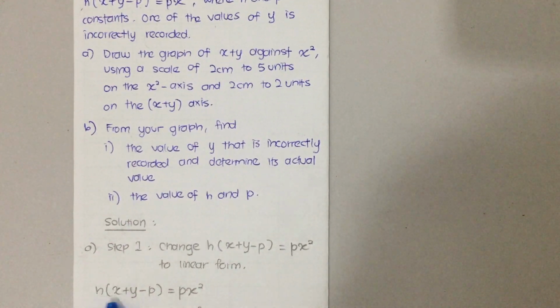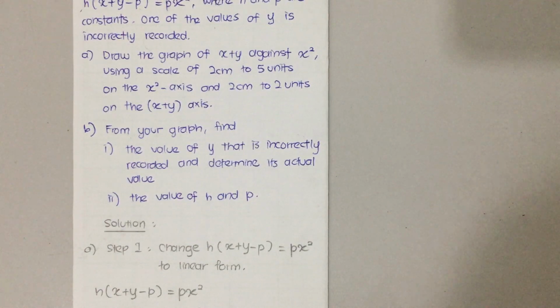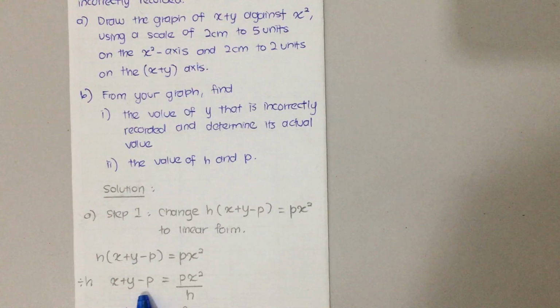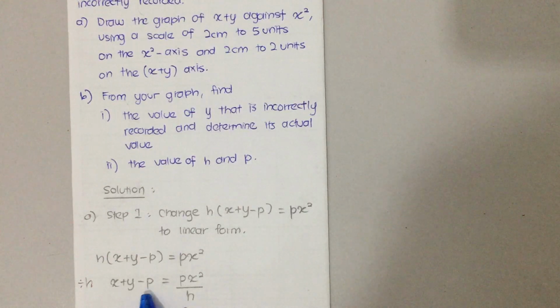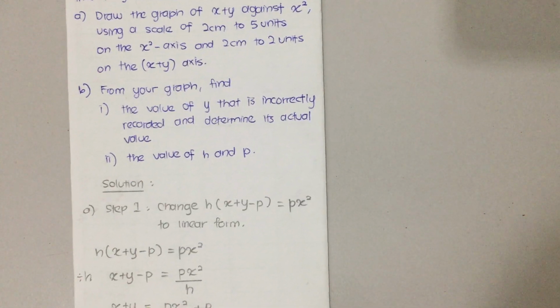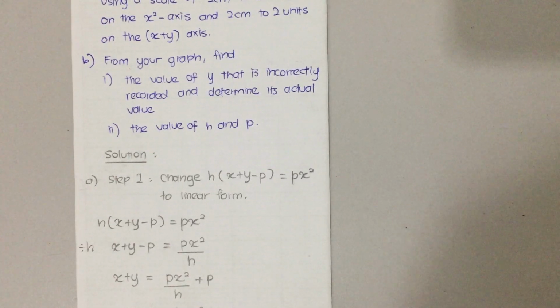I rewrite the whole equation here: h(x + y - p) = px². For the next step, I'll be dividing the whole equation by h, which gives x + y - p = px²/h. In the next step, I'm going to move the negative p from the left hand side to the right hand side. So from here you get x + y = px²/h + p.